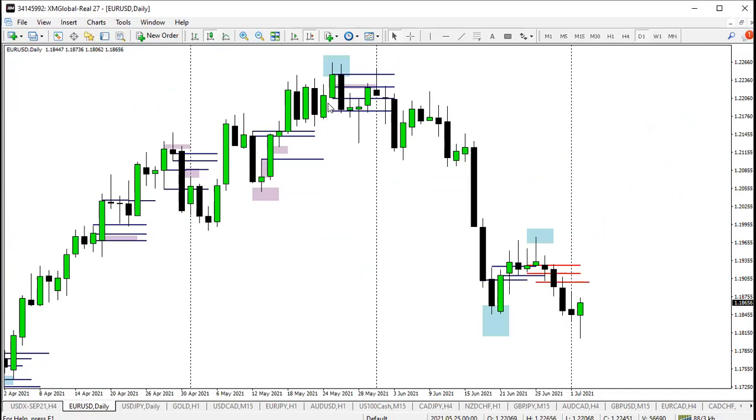Which one is that? This one. So let's use this one here. So we have this low. We have this order block close. We have this low of the middle candle.